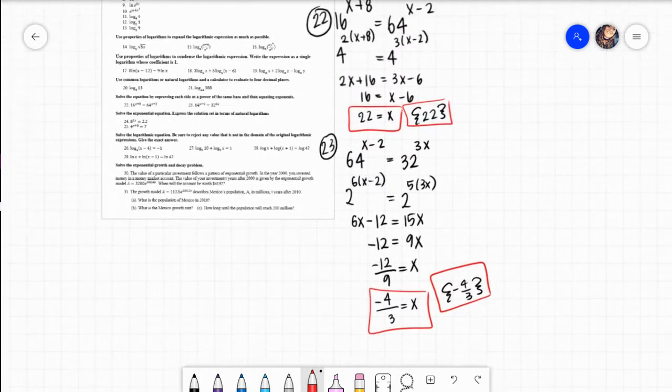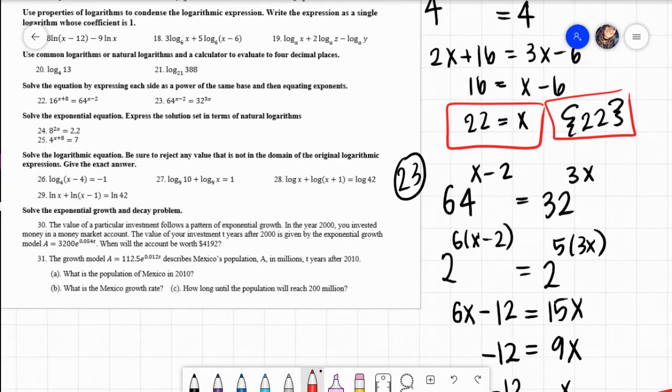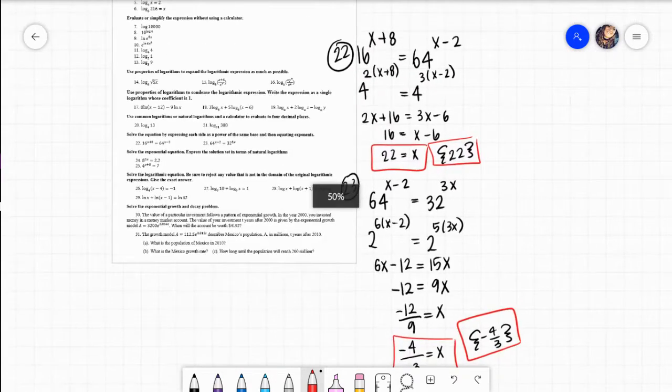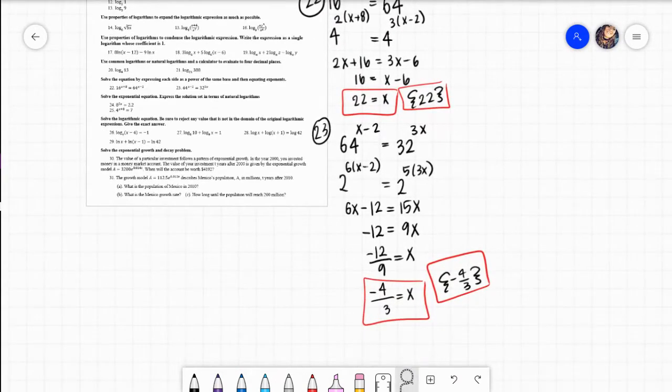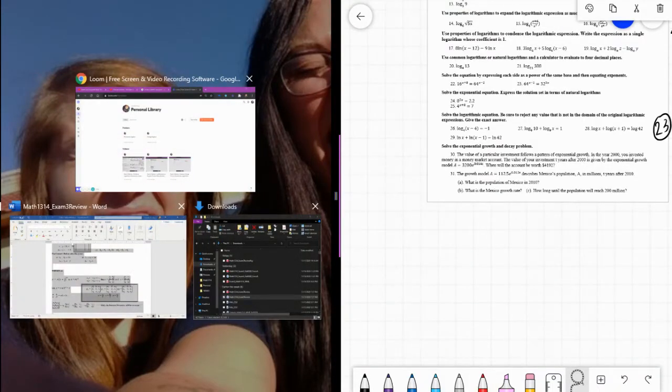Okay, so where are we at now? Let's do problem 24 and 25. Let me go ahead and get rid of these, y'all. Whoa, fancy schmancy.